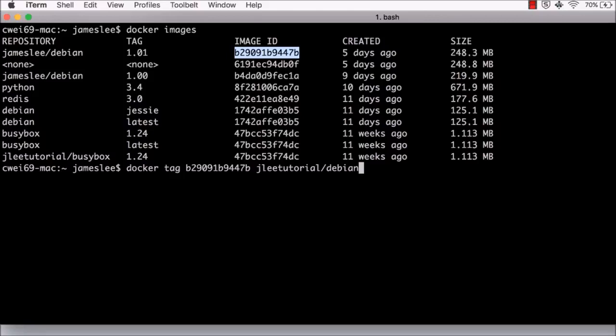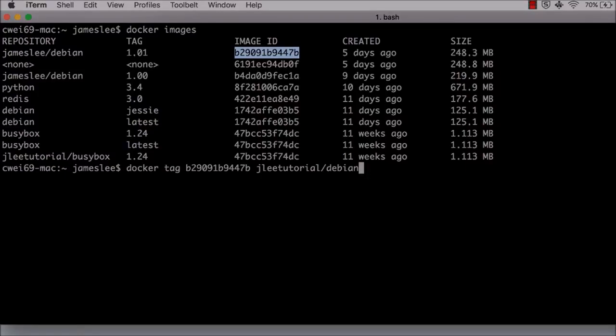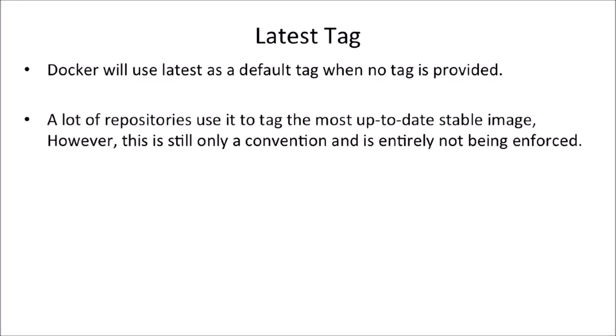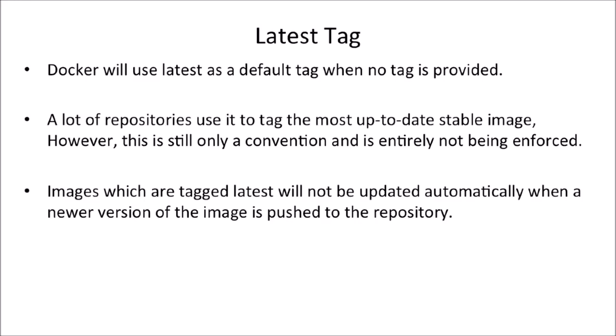But try not to use the latest tag unless you have to. Let me explain why. Docker will use latest as a default tag when no tag is provided. But beyond that, the latest tag has no special meaning. A lot of repositories use it to tag the most up-to-date stable image. However, this is still only a convention, and is not enforced at all. Images which are tagged latest will not be updated automatically when a newer version of the image is pushed to the repository. If you're shipping Docker images to a production environment, you should just ignore the latest tag.